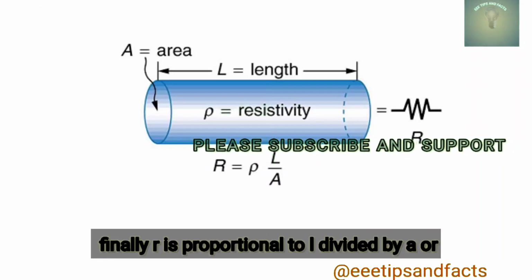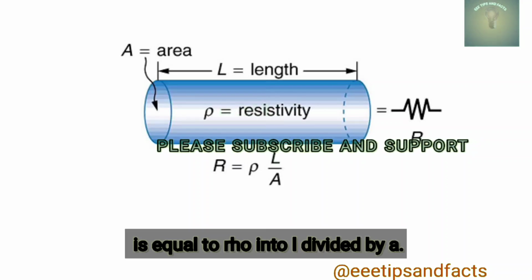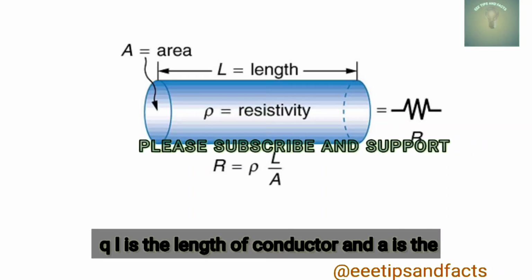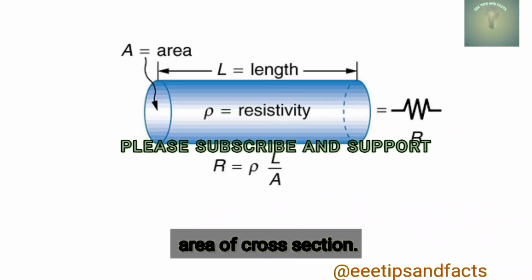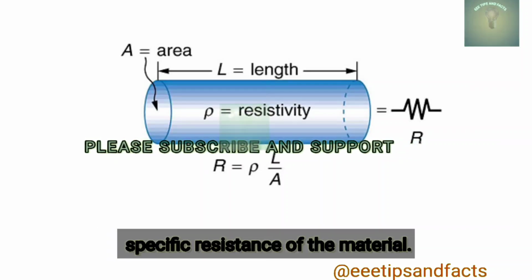So finally R is proportional to L divided by A, or R is equal to ρ into L divided by A. Here L is the length of conductor and A is the area of cross-section. Rho is a constant known as resistivity or specific resistance of the material.